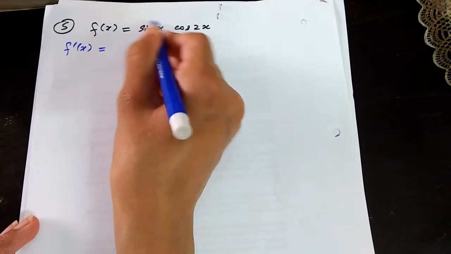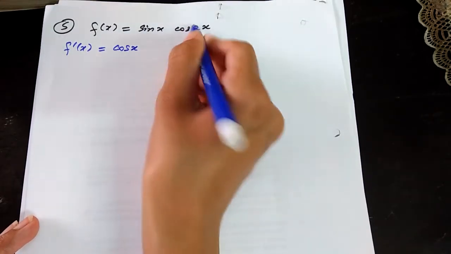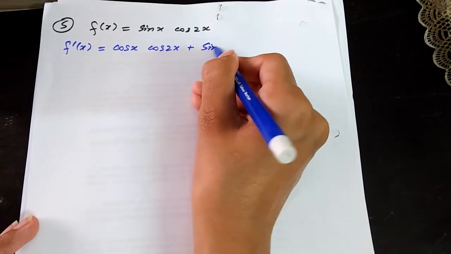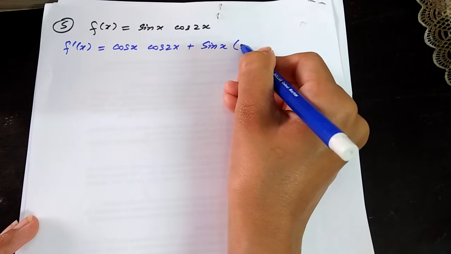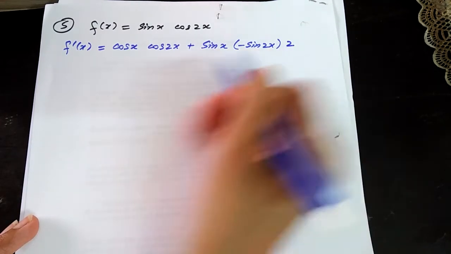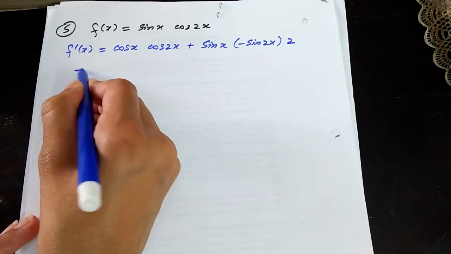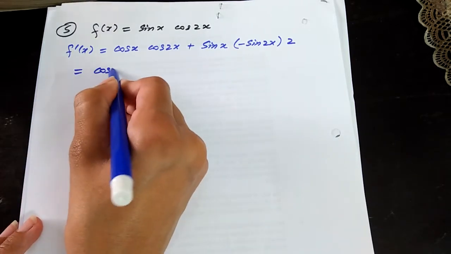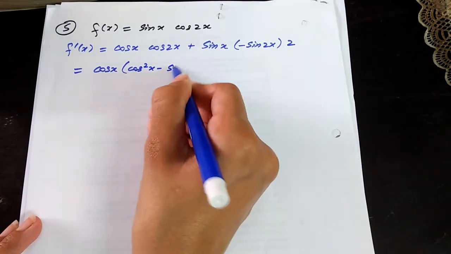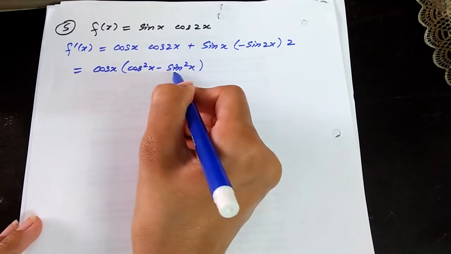First of all, find the derivative of sine x. That will be cos x. Cos 2x will remain as it is. Plus sine x will remain as it is. Derivative of cos 2x is minus sine 2x and derivative of 2x is 2. So this term will be simplified as cos of x. Cos 2x will be cos square of x minus sine square of x. I have further simplified it.